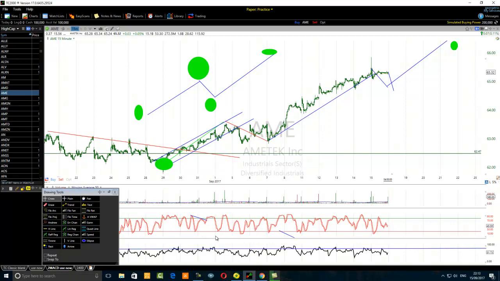If that divergence is just a warning, we will not ignore it, but the only time that we will sell is when the price breaks below that channel and retests it right there. That's the only time that we will attempt to sell.